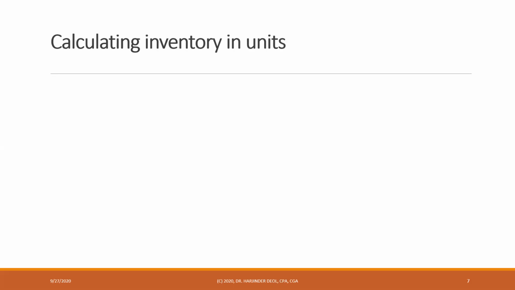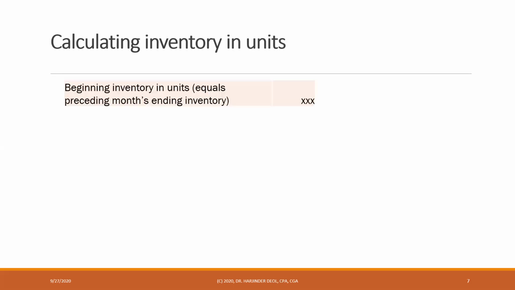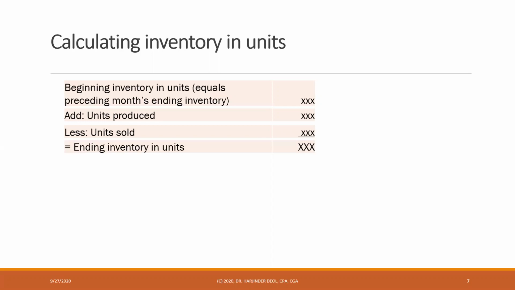So when we are calculating the inventory in units, your beginning inventory is your ending inventory from the preceding month or from the preceding period. In that, we add the new number of units that were produced in the current period. If we deduct the number of units that have been sold in the period, then the resulting difference is your ending inventory in units.